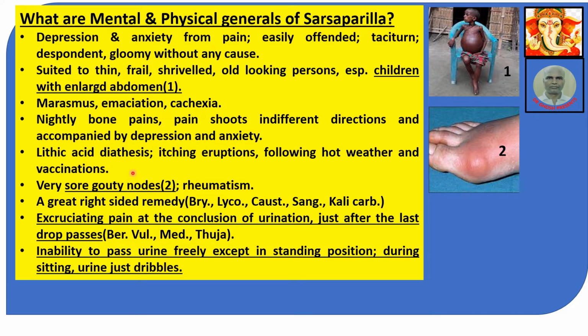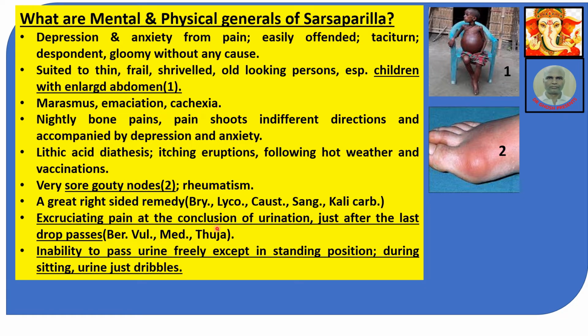Lithic acid diathesis, itching eruptions following hot weather and vaccinations. Very sore gouty nodes. Please look at the picture number 2. Rheumatism, a great right-sided remedy. Others are Bryonia, Lycopodium, Causticum, Sanguinaria, Calcarea carbonica.